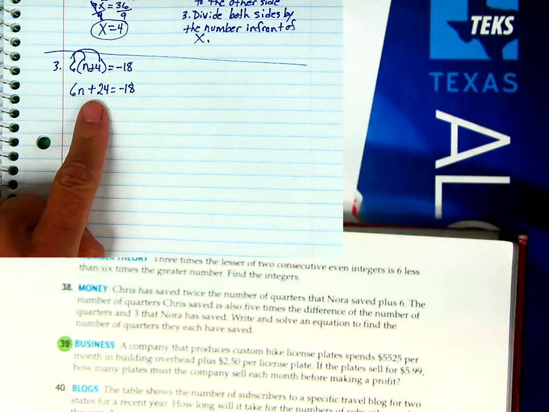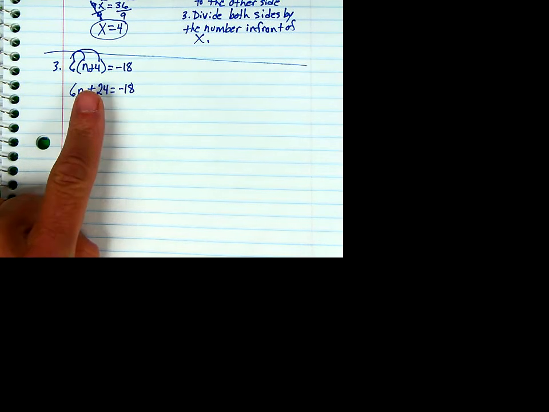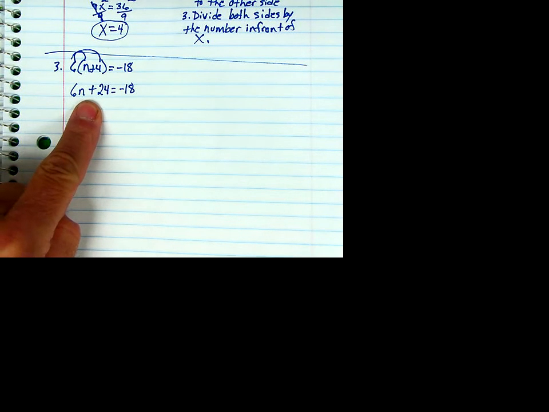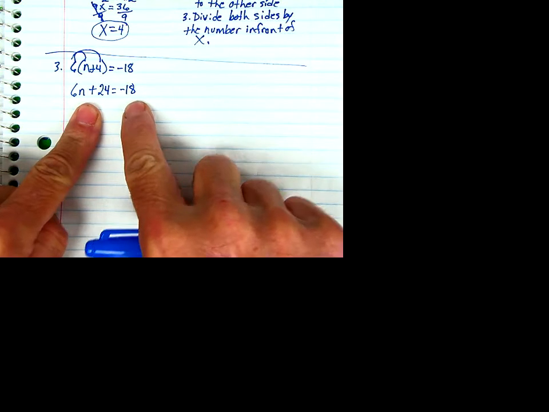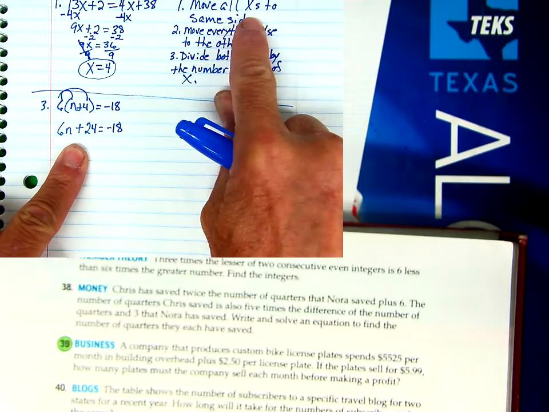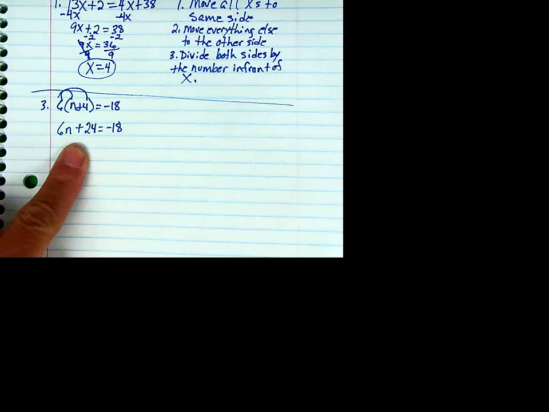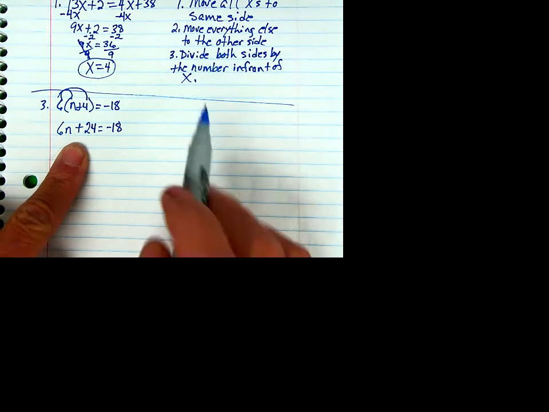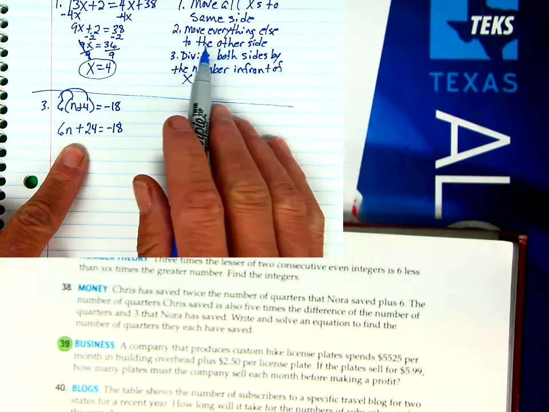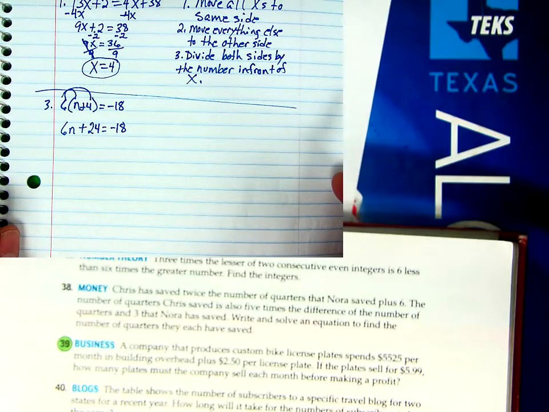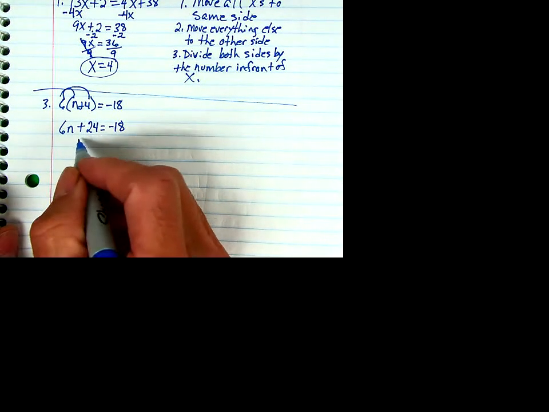Wait a minute. I like where you're going, Connor, but hold on. So now, is there any more math to do on the left? No. And there was none to do on the right. So we start with step 1. Move all the n's to the same side. It's already done. So step 2, move everything else to the other side. What's the everything else? The plus 24. Plus 24. So now do what, Connor?